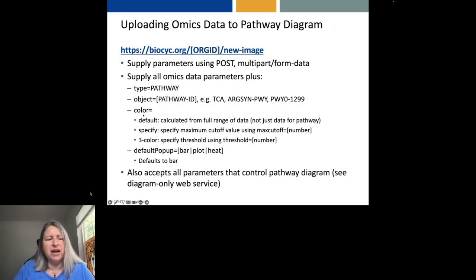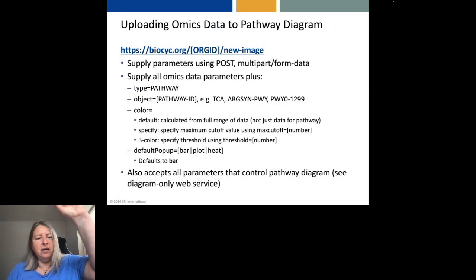You can also specify a color scale here, which is either computed automatically, or you can specify a 3-color scale, or use a maximum cutoff. So, for example, the default is calculated from the full range of the data, but if I have a couple of outliers, it can compress the rest of the scale. So instead, I might want to use some number as my maximum cutoff and put everything above that in a particular color. So those are the different color options.